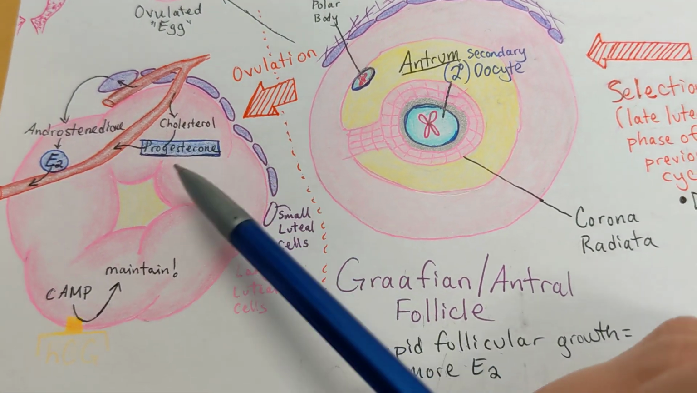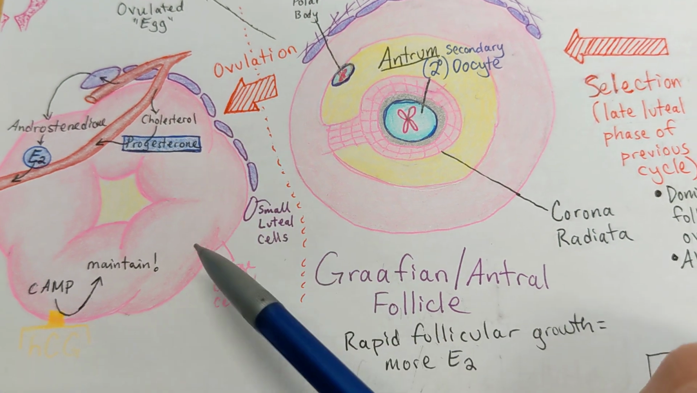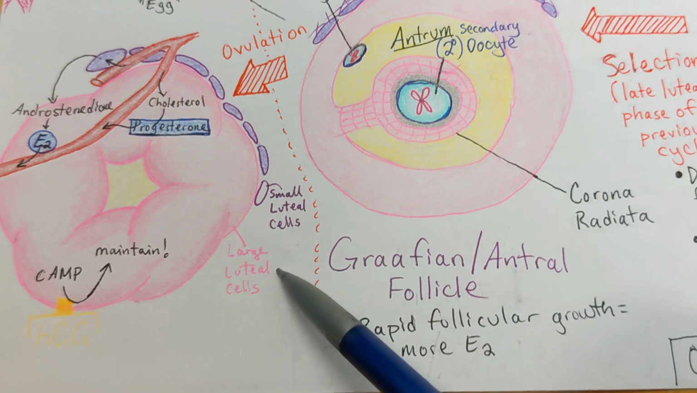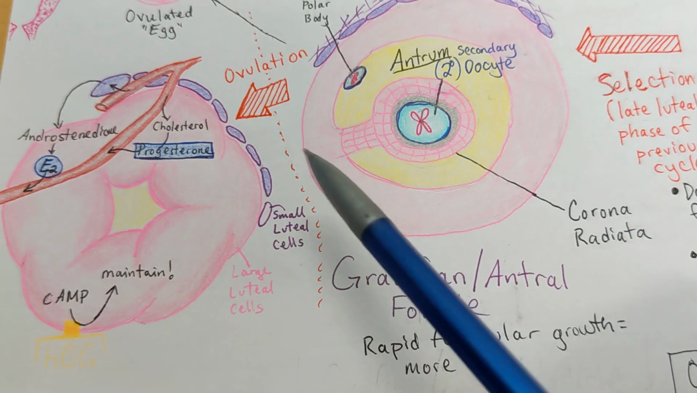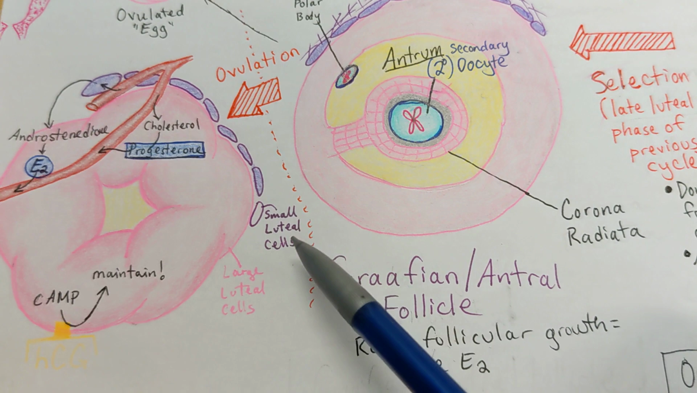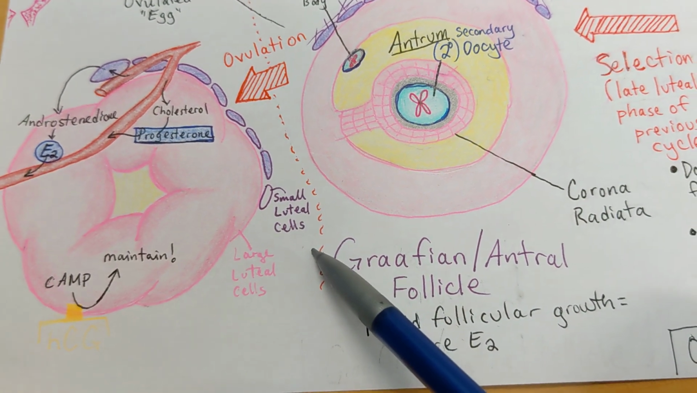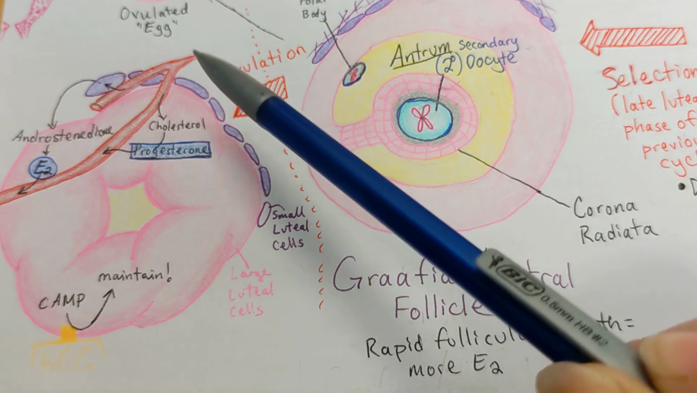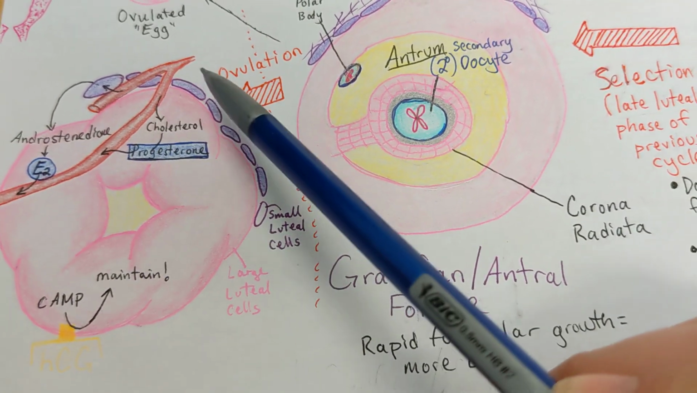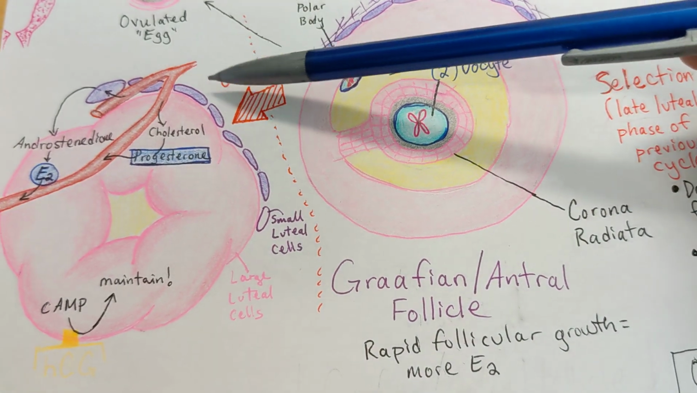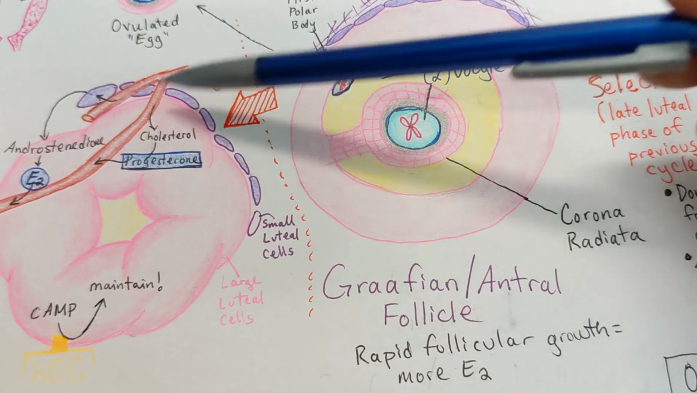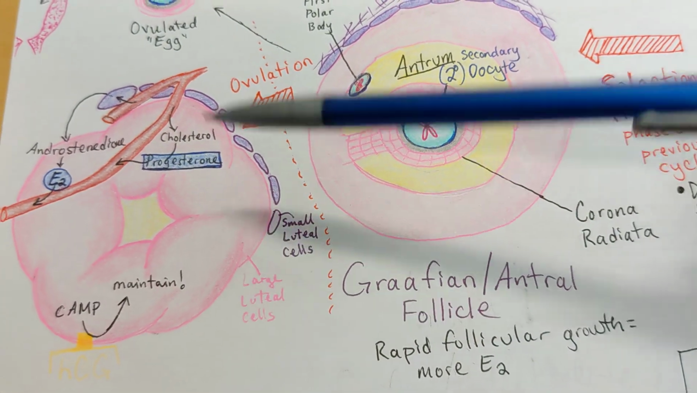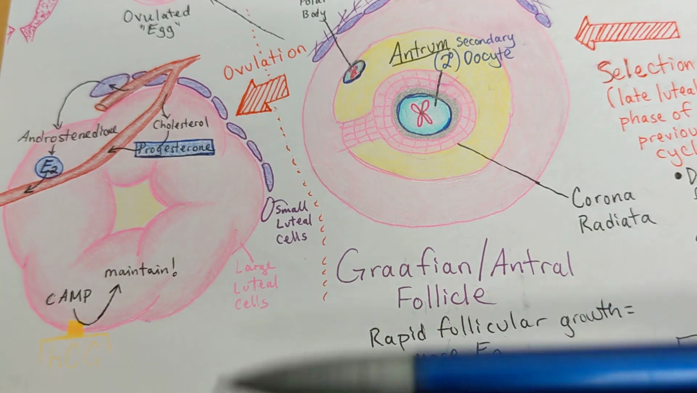Here, what we can see is that the granulosa cells have grown and become what we call large luteal cells. The theca cells are going to become small luteal cells. And something that's really important is that this entire structure becomes even more vascularized. So instead of all the blood vessels just staying out here by the theca, they are going to penetrate into the rest of this structure here, vascularizing the entire thing.